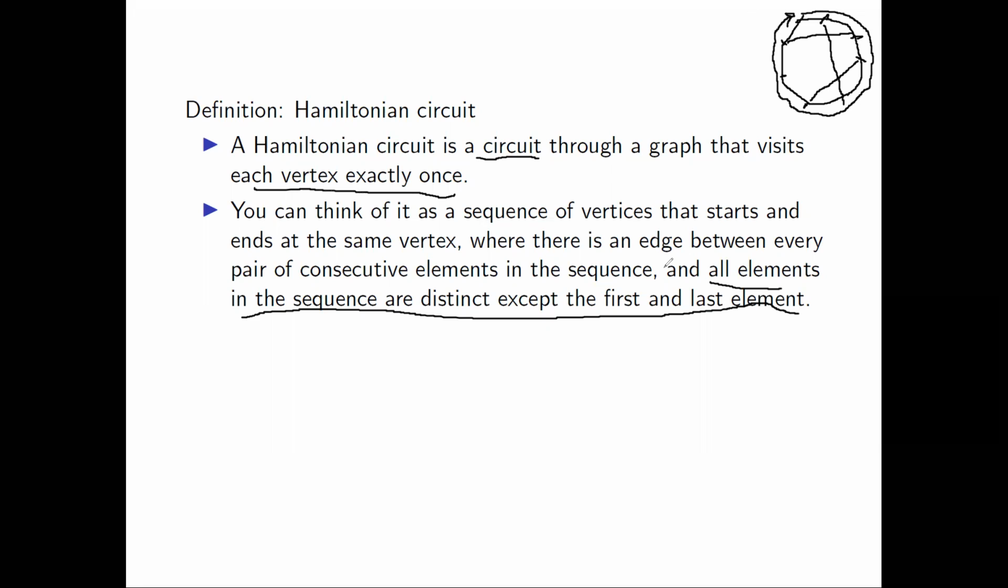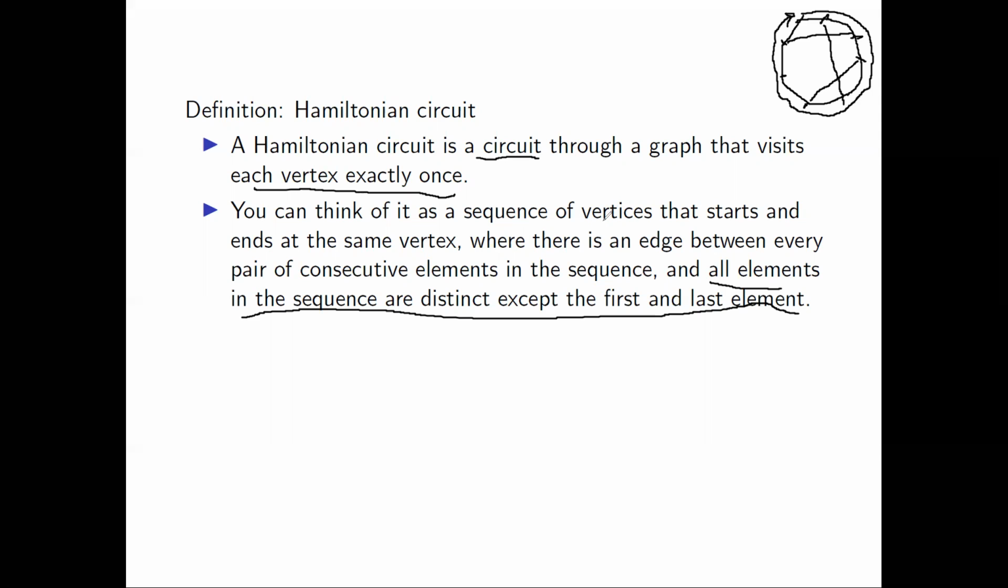There's also a structure called a Hamiltonian path. We talked about Eulerian paths a little bit in the last video, and we can also define Hamiltonian paths. This is like a Hamiltonian circuit, except you drop the requirement that the first and last vertex in the sequence have to be the same. So for a Hamiltonian path, you want to visit each vertex exactly once, but you don't have to start and end at the same vertex.